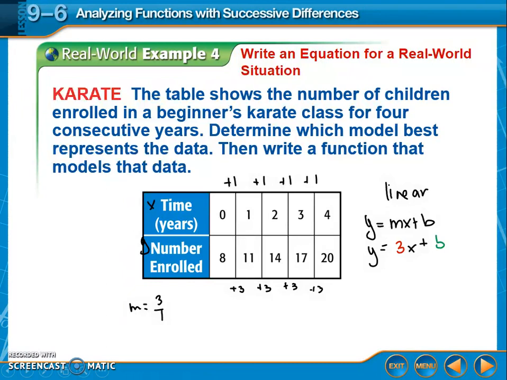So how can I find b? B is the y-intercept. The y-intercept occurs when x is 0. So if I look and see what x is 0, that's at 8. So I can say that 8 is my y-intercept.